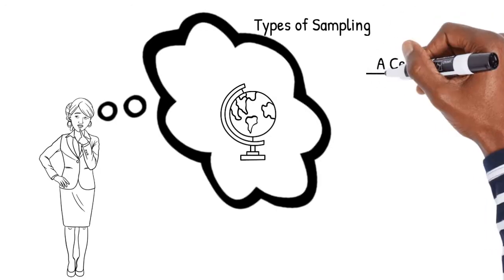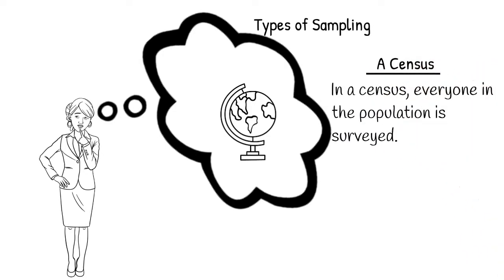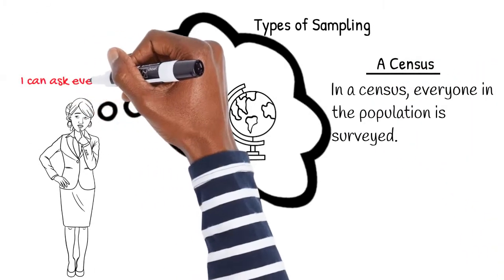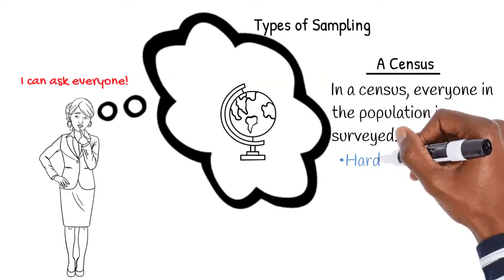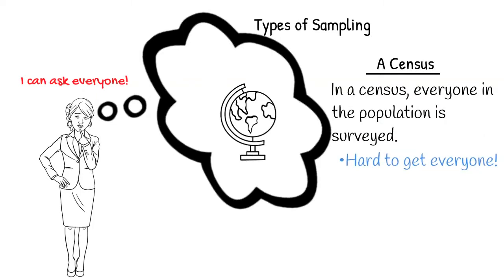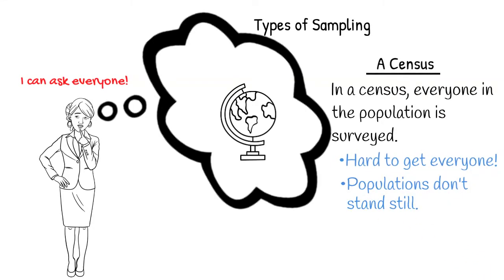First, Kate learns about a census. In a census, everyone in the population of interest is surveyed. For a moment, Kate gets excited when she learns she can survey the whole population. But after further reflection, she realizes it would be really hard to get responses from everyone in a large population. Additionally, populations often don't stand still. As people move in and out of communities, or as babies are born and others die, populations are constantly changing.